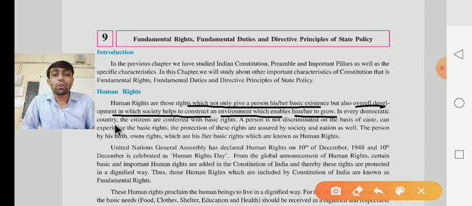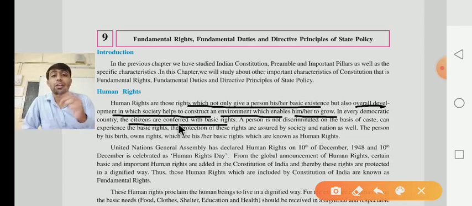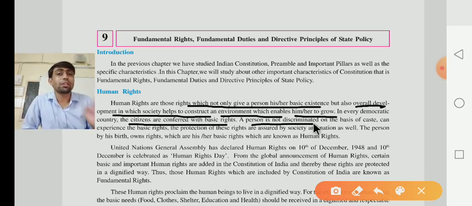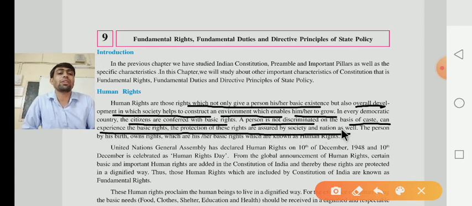In every democratic country the citizens are conferred with the basic rights. What they say is that in every democratic country the citizens are conferred, it means arpit karna, given with the basic rights. A person is not discriminated. What was the meaning of discrimination? Discriminated, it means bhedbhav. A person is not discriminated on the basis of their caste and can experience the basic rights. The protection of these rights is assured by the society as well as the nation's welfare.